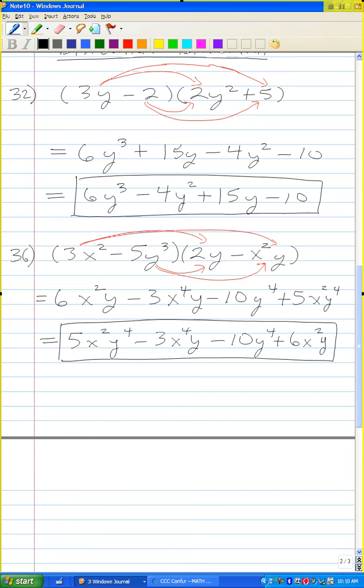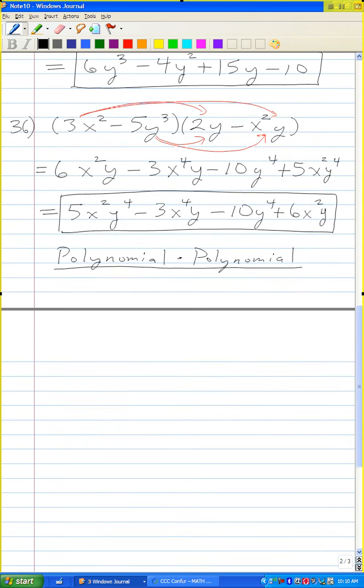Let me do problem number 40. And so let's do a polynomial times a polynomial. So let's look in this case. So again, we'll just be using the distributive property yet again. And so problem 40.